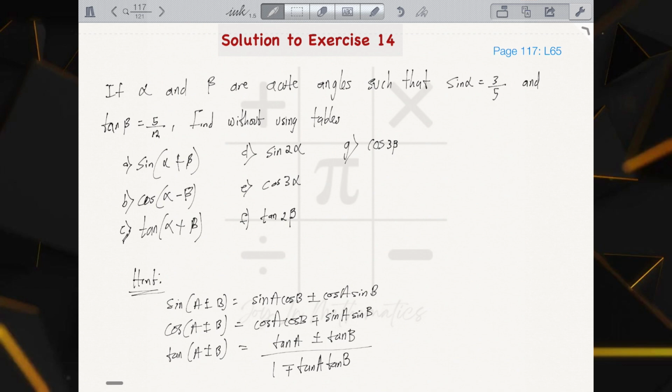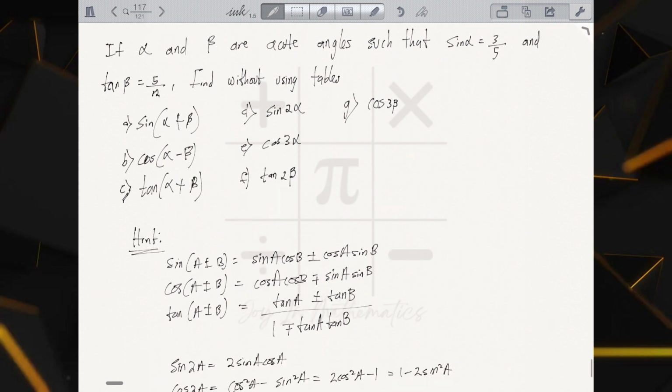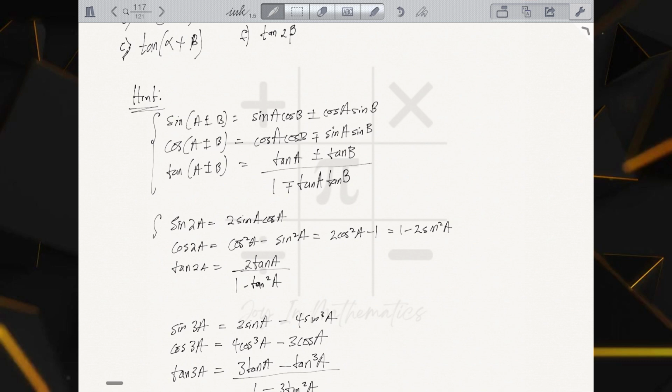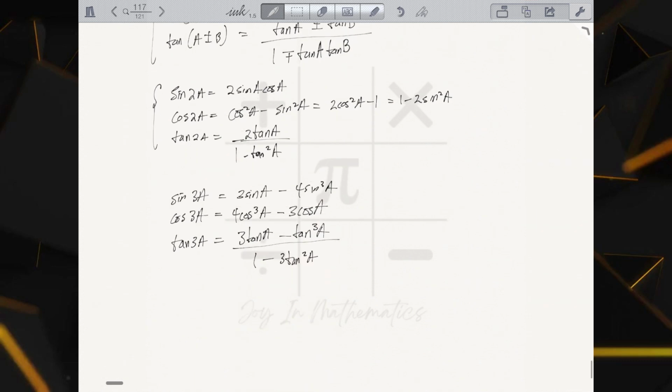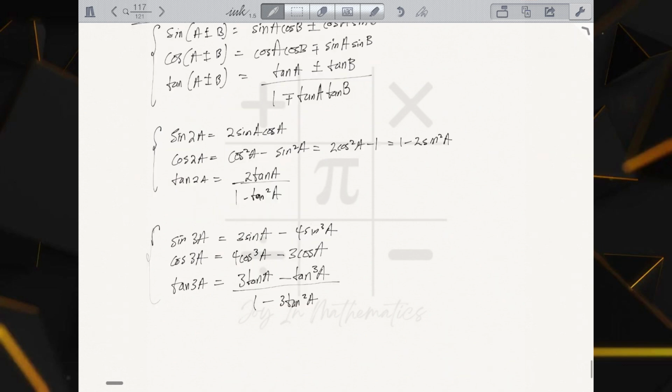We have sine alpha plus beta, cos alpha minus beta, tan alpha plus beta, and all the first 3 will be using the sum and difference identities. Questions 4, 5, and 6, which are sine 2 alpha, cos 3 alpha, tan 2 beta, cos 3 beta, we'll be using the double angle formulas and triple angle identities.